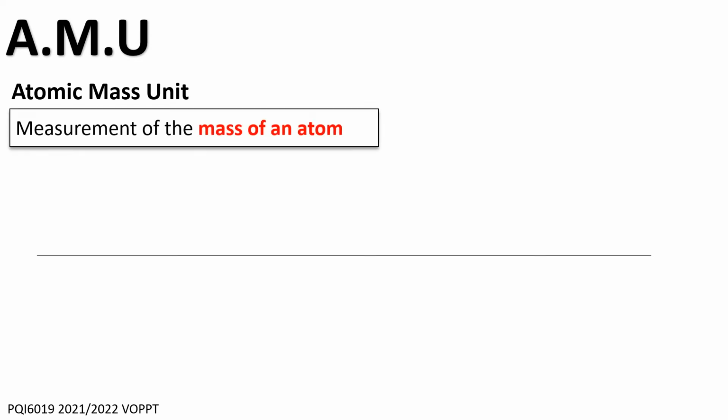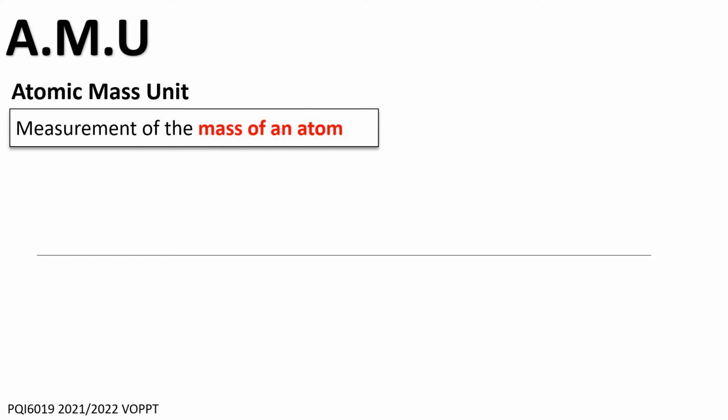Before we go deeper into E equals mc squared, let's get to know AMU. So what is AMU? AMU is a short form for atomic mass unit, where it is a measurement of the mass of an atom. It is hard to measure an atom using units such as grams and kilograms. This is because the mass of an atom is too small.